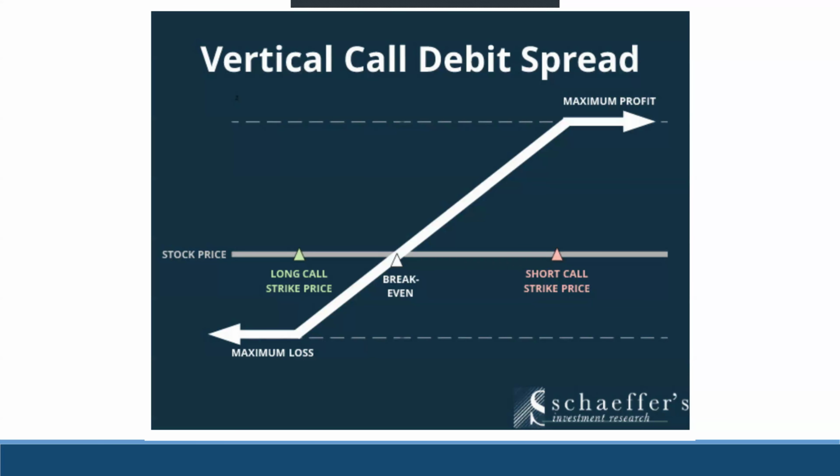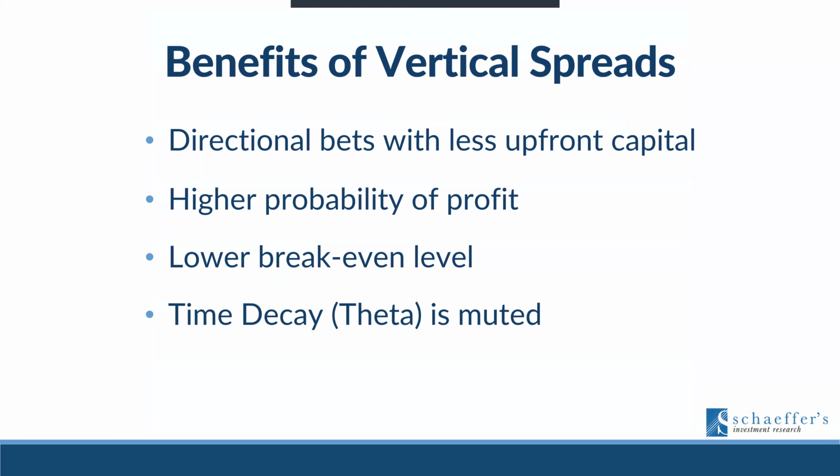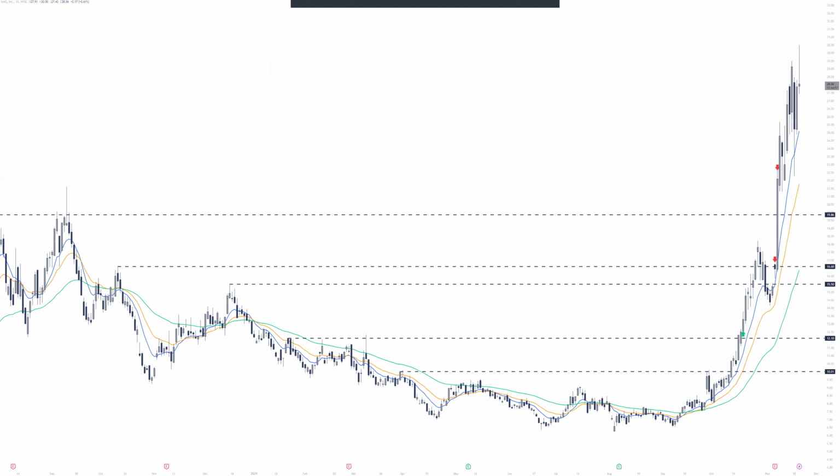Vertical call debit spreads. This is a way to take kind of directional bets with less upfront capital. You're going to sell a higher strike call and buy a lower strike. High probability of profit, lower break-even level. Time decay is more muted.